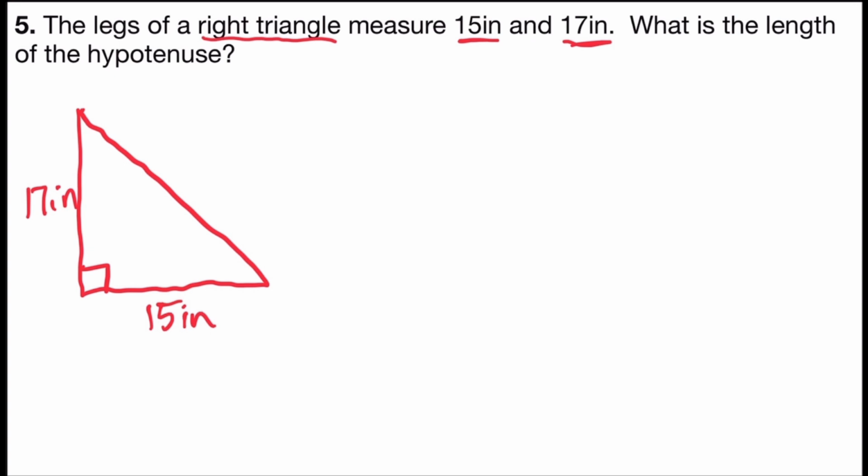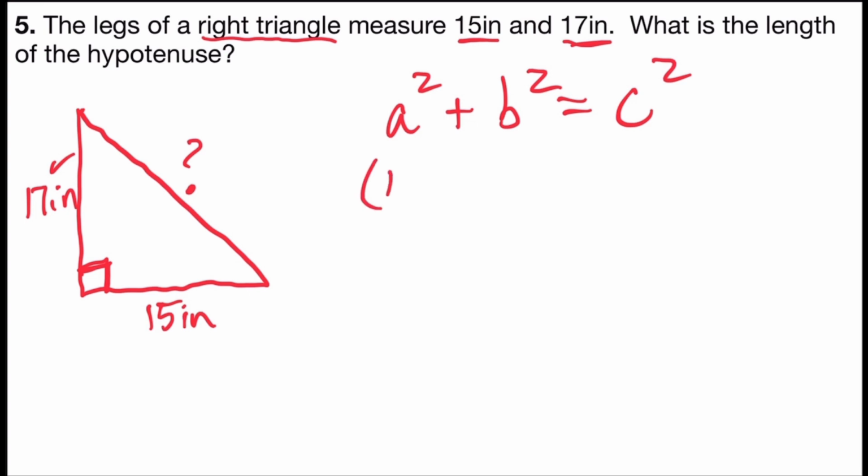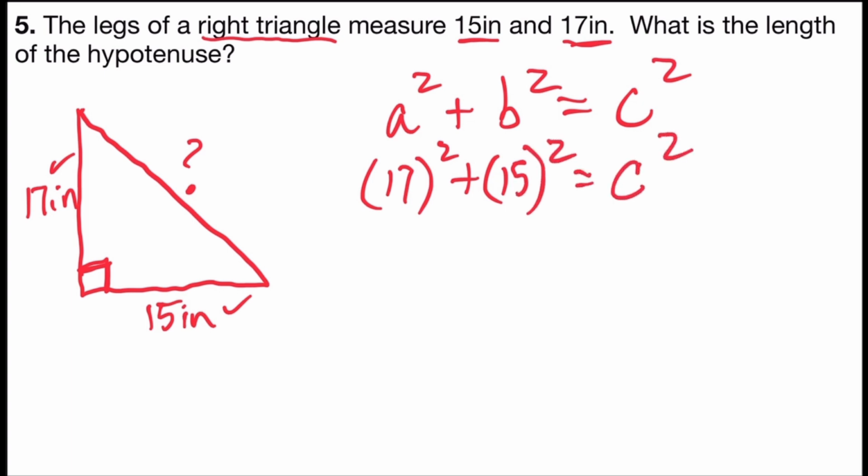Remember, the hypotenuse is the side opposite the right angle in the triangle, and that's the length of the side that we're looking for. So this is a classic Pythagorean theorem question. Many people know that as a squared plus b squared equals c squared, or one of the legs squared, which is 17, plus the other leg squared, which is 15, and that will equal the length of the hypotenuse squared.